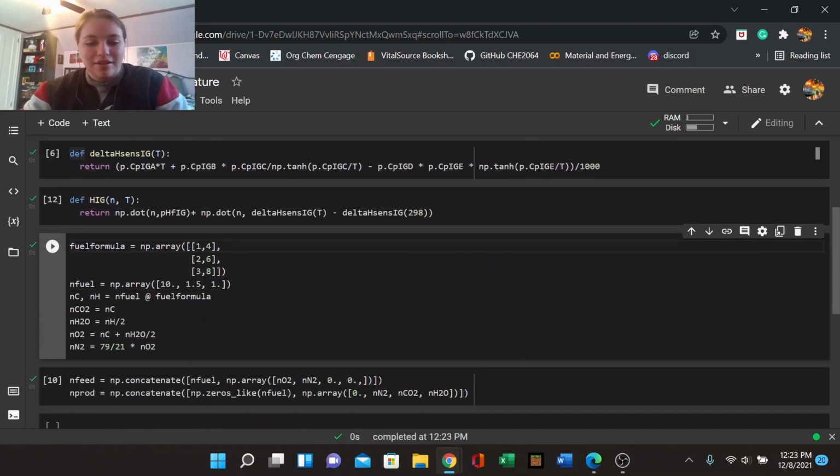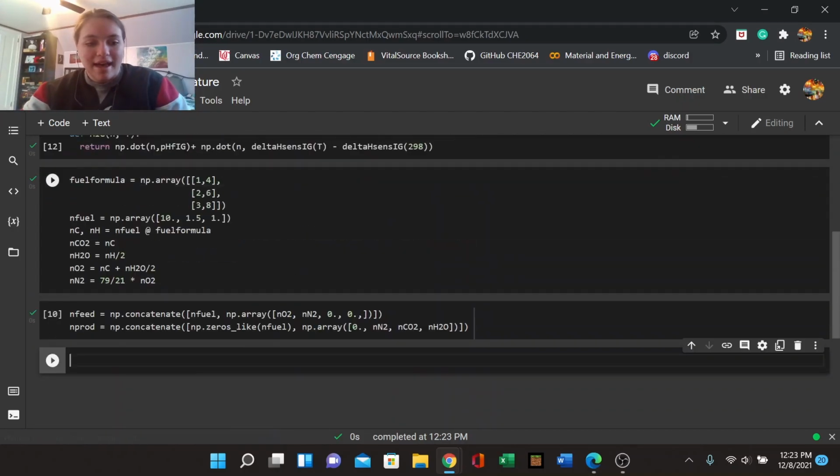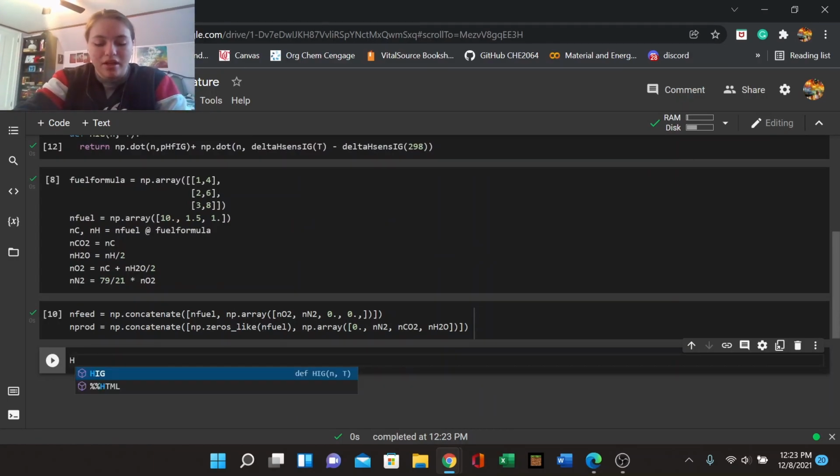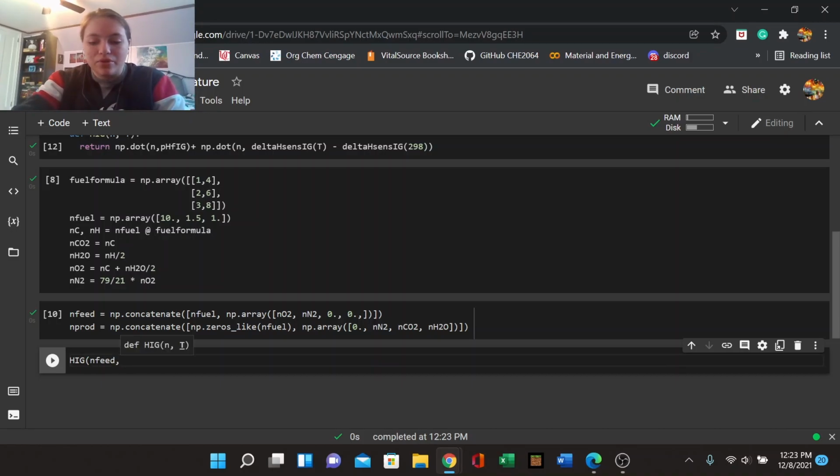Okay. And so what we can do with that is we can come down here and put in our enthalpy ideal gas of N feed. So this is what's going in, and that at a certain temperature, let's say 300, because in our problem, we are given that the temperature going into the system is 300. So let's do that.